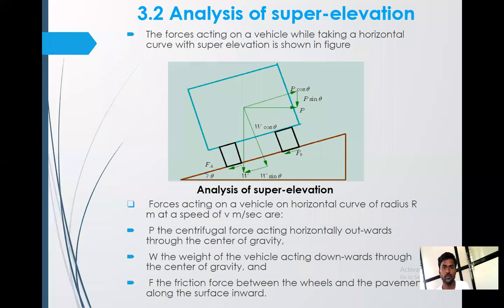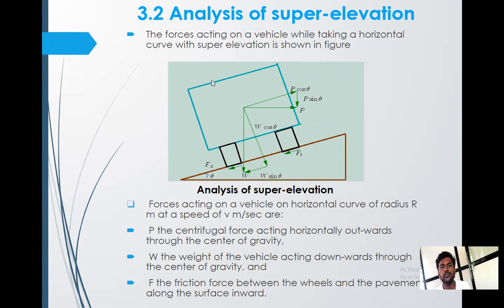The forces acting on the vehicle while taking the horizontal curve with superelevation are shown in the figure. W is the weight of the vehicle, which always acts in the downward direction, whatever the position of the vehicle. P is the centrifugal force, which always acts in the radially outward direction.